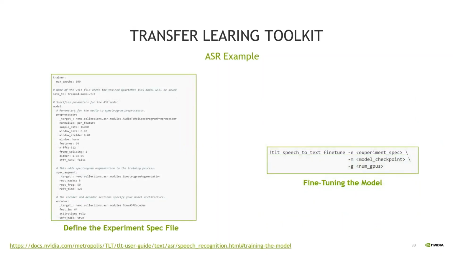Here is an example of how to fine-tune an ASR model with Transfer Learning Toolkit. After data preparation, create the experiment specification file defining the architecture and the fine-tuning hyperparameters such as the optimizer and the number of epochs. Then, simply run the TLT speech-to-text fine-tune command with the relevant arguments. Let's see this procedure in action.